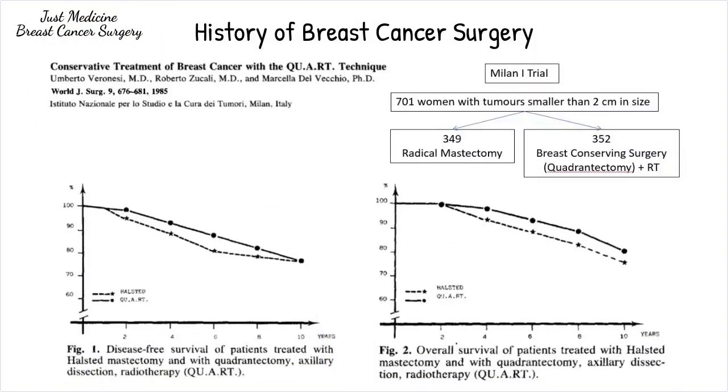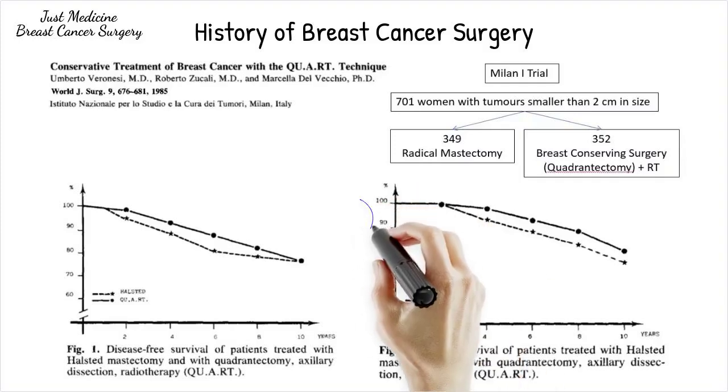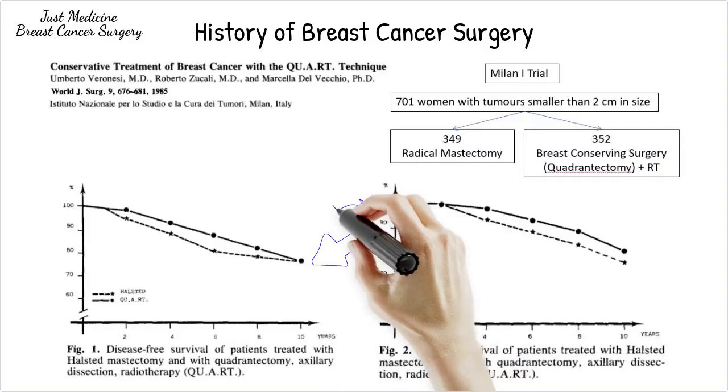These are survival curves of the study cohort presented in the 1985 report of the Milan 1 trial. The y-axis of the chart represents the proportion of women still alive, and the x-axis represents the time elapsed from the point of surgery. In this case, the dotted lines represent the survival curve from women who underwent a Halsted mastectomy, while the solid line represents the curve for women who underwent quadrantectomy, followed by radiation.